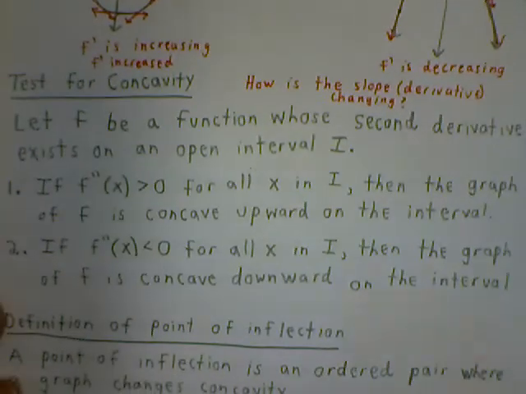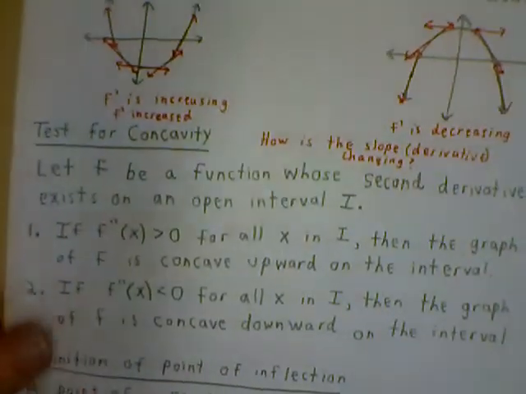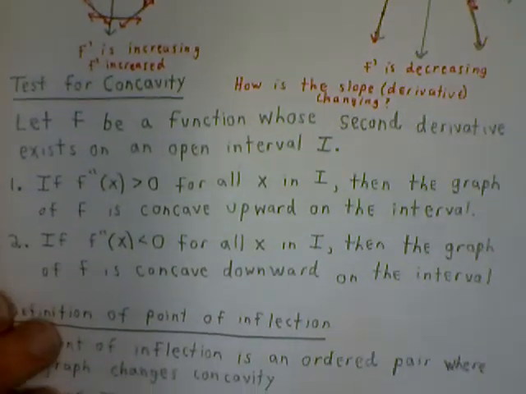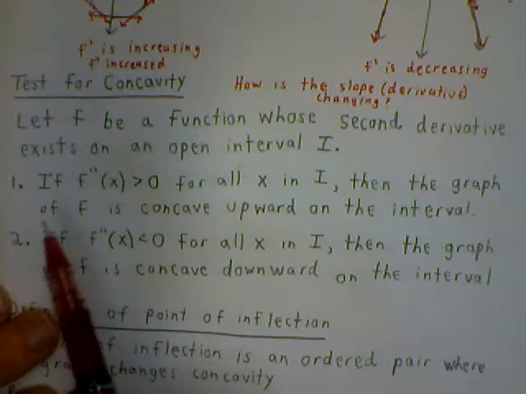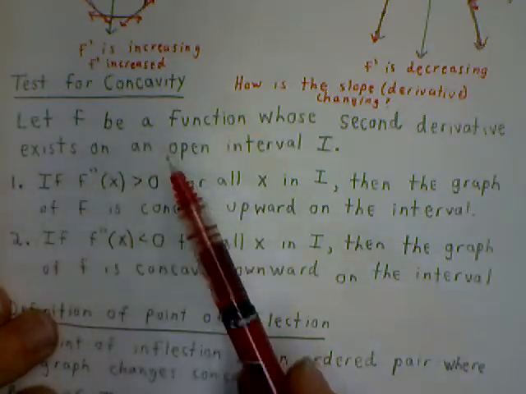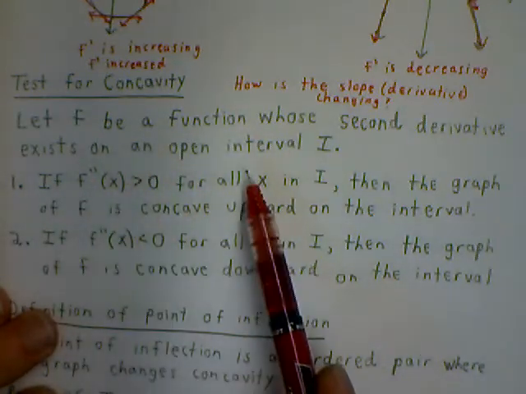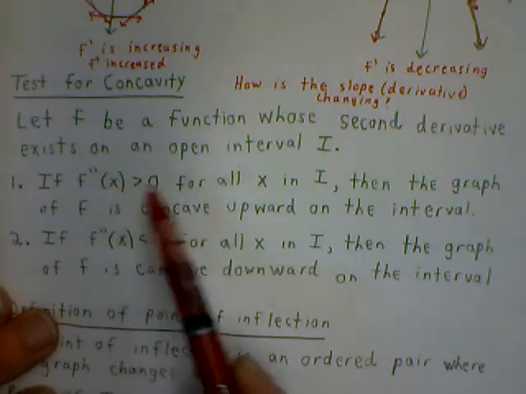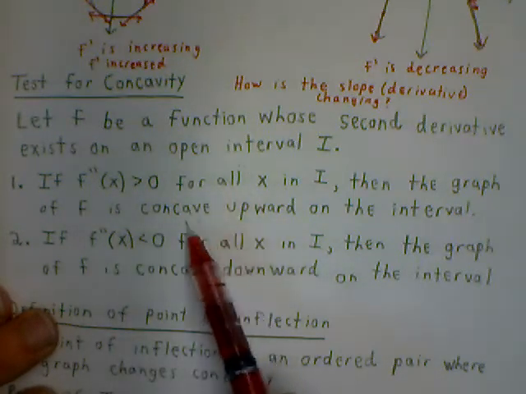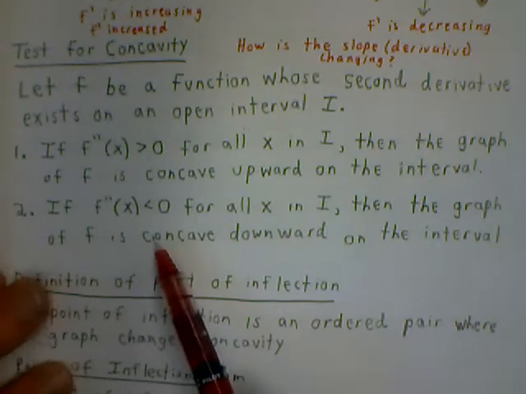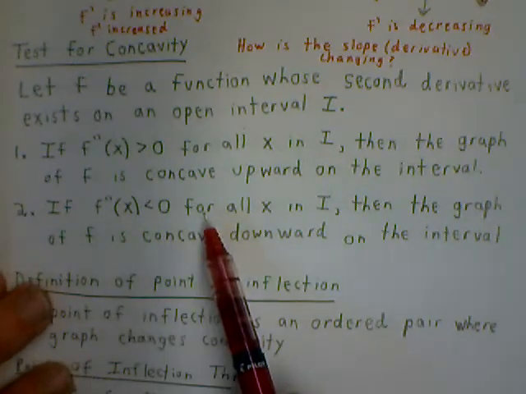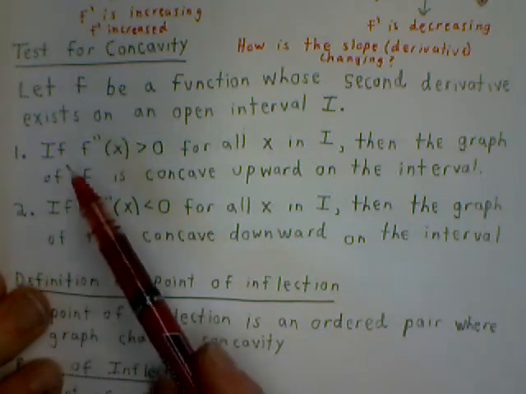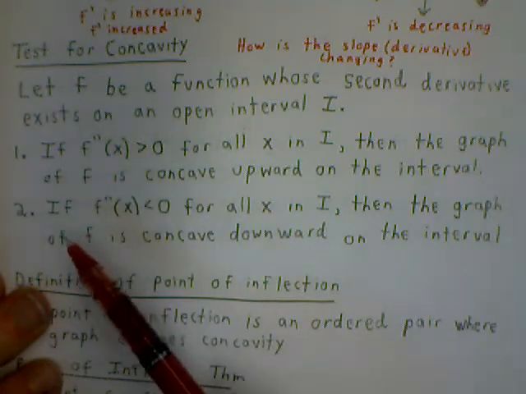So now, we have a test for concavity. We're going to use second derivatives to analyze concavity. So let f be a function whose second derivative exists on an open interval I. If f double prime, the second derivative, is positive, then the graph is concave up. If f double prime is negative, then the graph is concave down. So you can use the second derivative to figure out concavity.